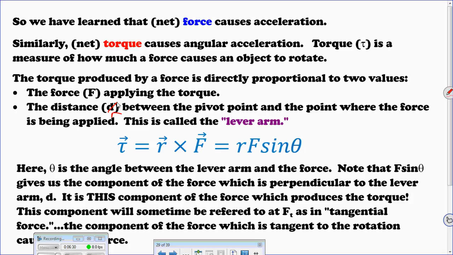So the force produces a torque which changes the angular velocity. Correct. That was said perfectly. The force produces a torque which changes the angular velocity. Can torque do any work? Torque can totally do work, and we'll get to that, because you're changing your angular velocity, therefore changing your kinetic energy.